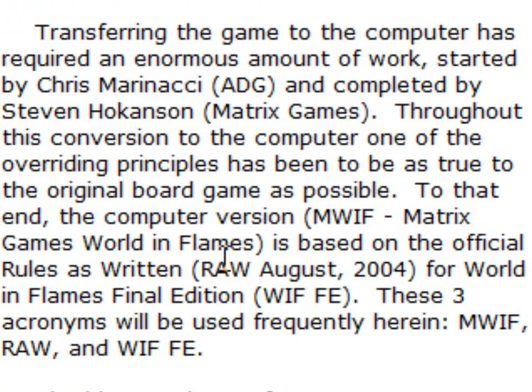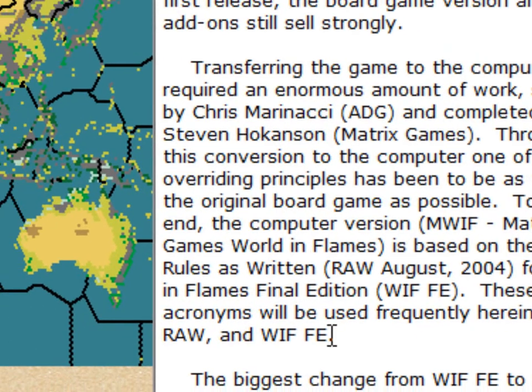There are several acronyms which you will see a lot in both the tutorials and also in the player's manual. MWIF for Matrix Games World in Flames. This is the computer version. And also RAW for Rules as Written, which are the rules for the World in Flames Final Edition, or WIF-FE. So these acronyms are MWIF for the computer game, RAW for the rules for the board game, and WIF-FE, which is the board game itself.